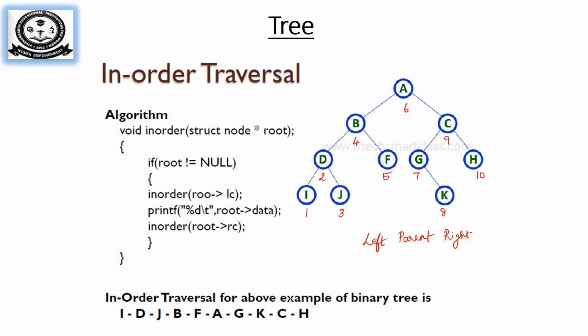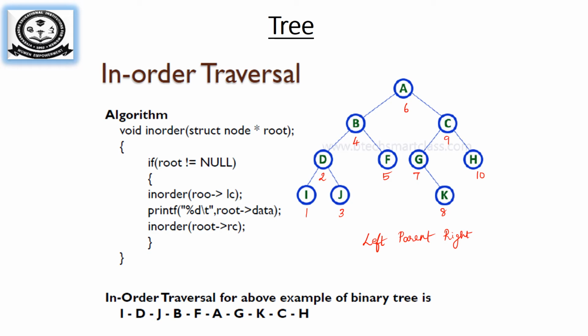So now the right child J: does it have a left child? No. Then print J. Does it have a right child? No. It prints J. After completing the left subtree DIJ, it goes to B, and B will get printed. Then, after printing B, L is completed, P is completed, so we have to come to the right side. So we'll come to F, and F will be printed.